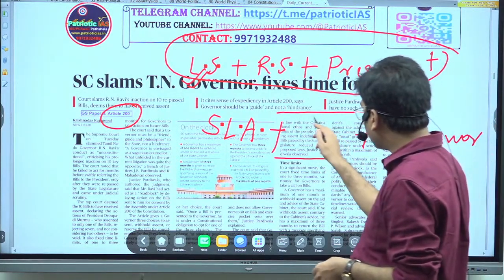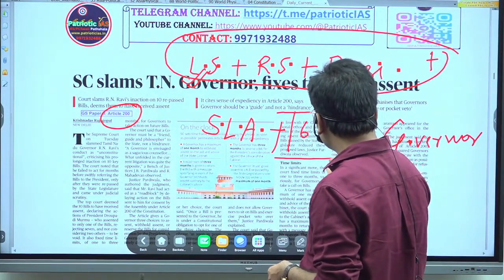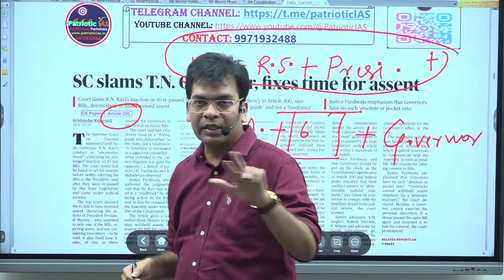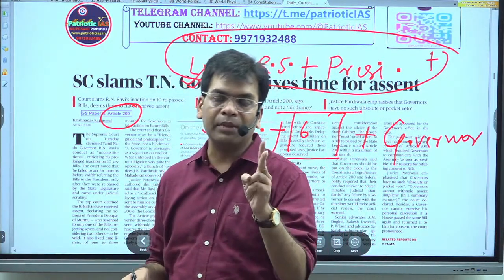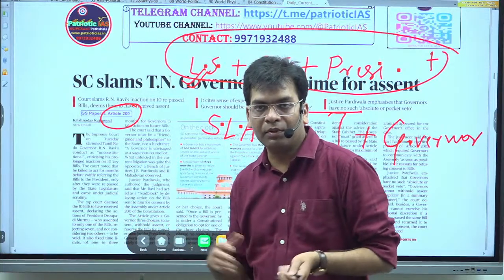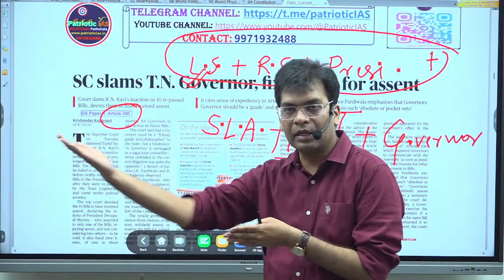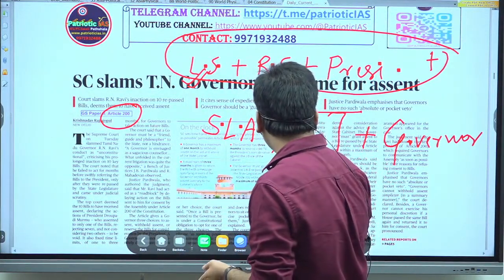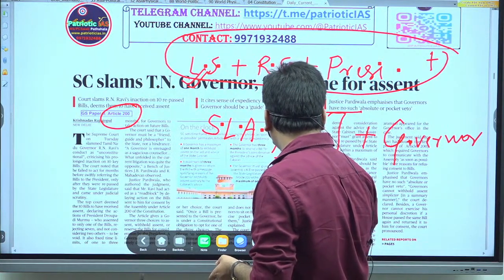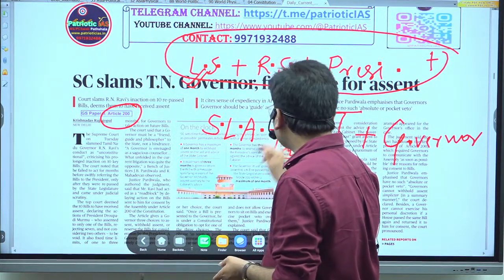Here it is the 6 states, and you should know them. 4 are in the south and 2 are in the north. In the north, they are connected: UP and Bihar. In the south, they are connected: Karnataka, Andhra, Telangana and Maharashtra. So 4 plus 2, 4 in the south and 2 in the north. This is very easy to remember.